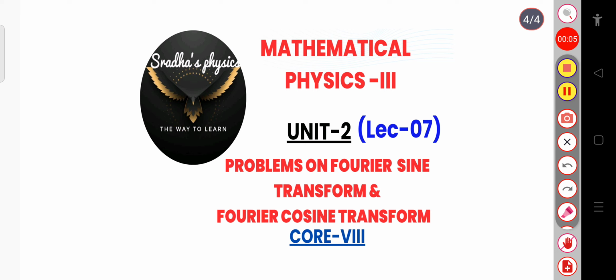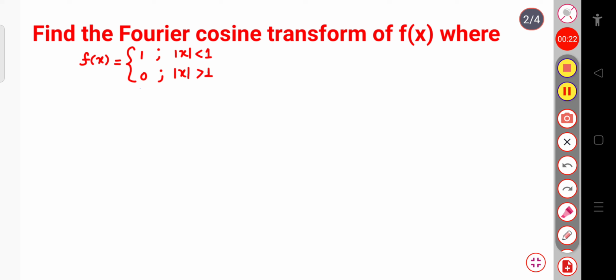We have already covered the Fourier sine transform and its inverse transform, and also the Fourier cosine transform and the inverse Fourier cosine transform. Today we will see some problems on the Fourier sine transform and Fourier cosine transform. Let us see the first question: the Fourier cosine transform of f of x, where f of x equals 1 when modulus of x is less than 1, and the function value is 0 when modulus of x is greater than 1.